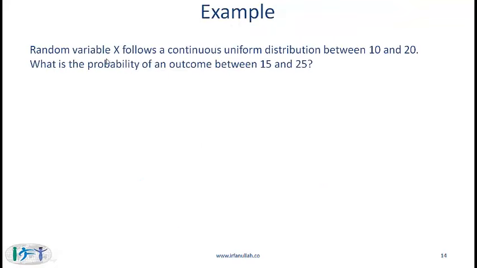Let us look at an example. Random variable x follows a continuous uniform distribution between 10 and 20. What is the probability of an outcome between 15 and 25?